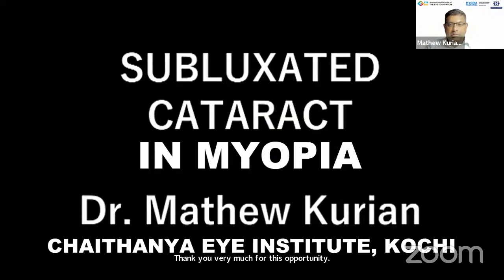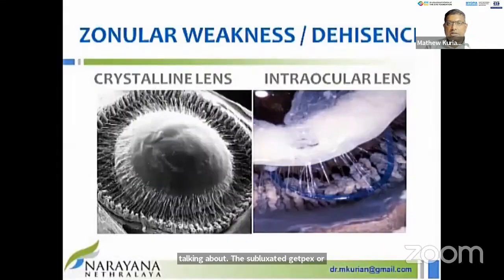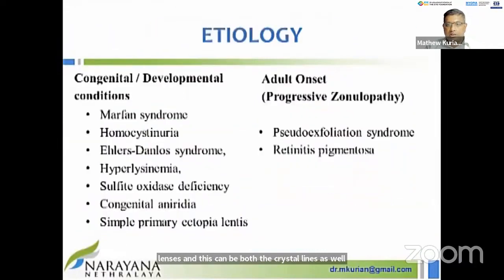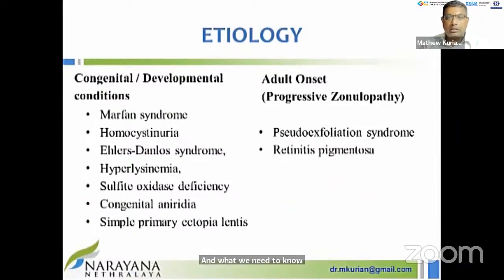So I'll be talking about subluxated cataracts or subluxated lenses. This can be both the crystalline lens as well as the natural lens. What we need to know is that the etiology can be multifactorial and pediatric individual. In high myopia, retinitis pigmentosa is one of the situations where you can have adult onset with progressive zonulopathy.